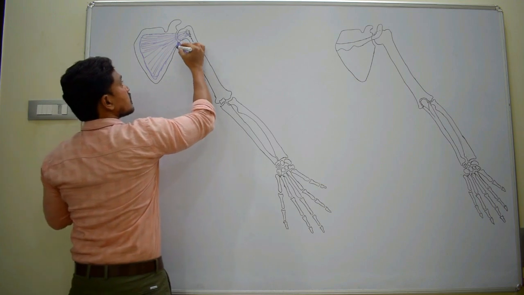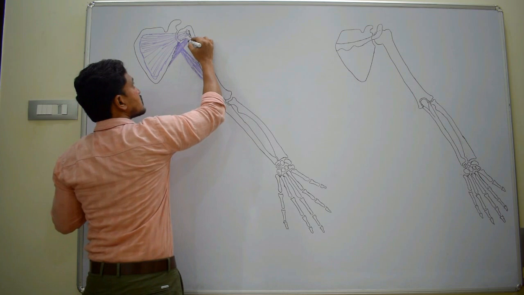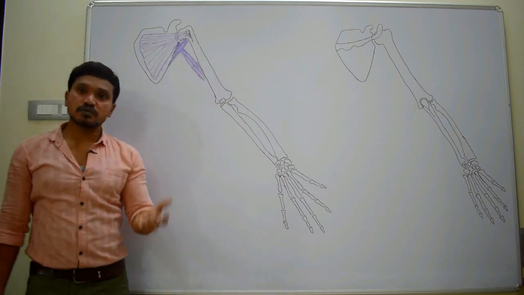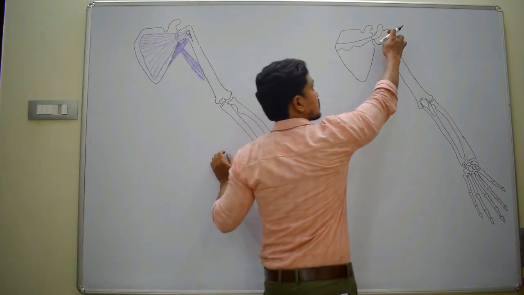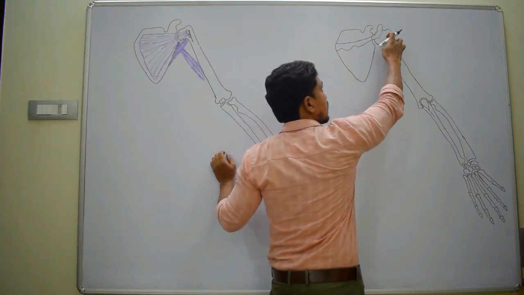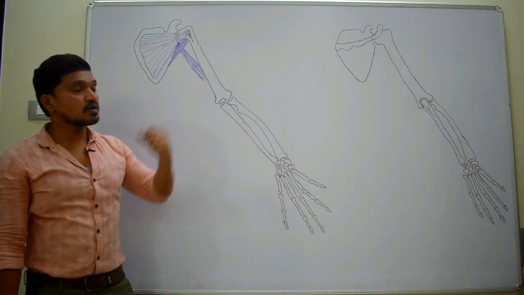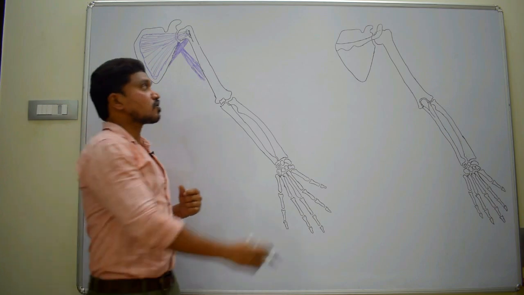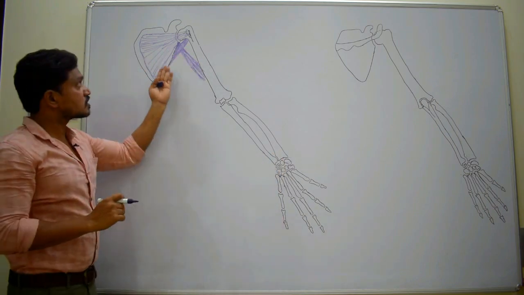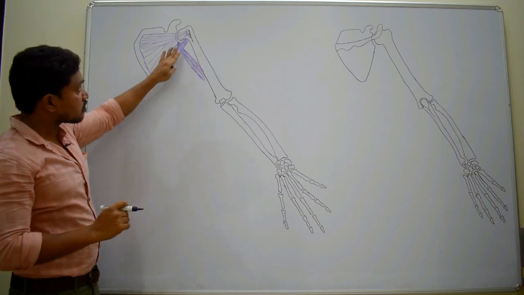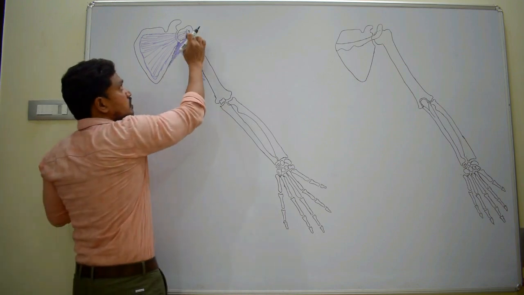So here teres minor. This is the teres minor muscle. This teres minor muscle is inserting to the lower impression of the greater tuberosity. Actually, in the greater tuberosity there will be three impressions: upper impression, middle impression, and lower impression. The upper impression is giving insertion to the supraspinatus, the middle impression to the infraspinatus, and the lower impression to the teres minor. That I cannot show you because it is present in the posterior aspect, and I am drawing this diagram as an anterior view. That's why I am showing only up to here.